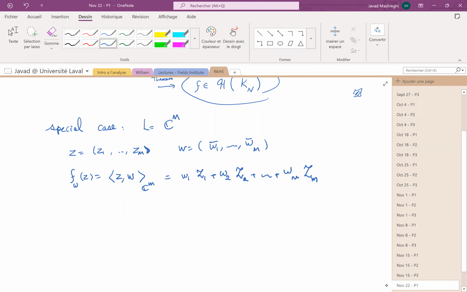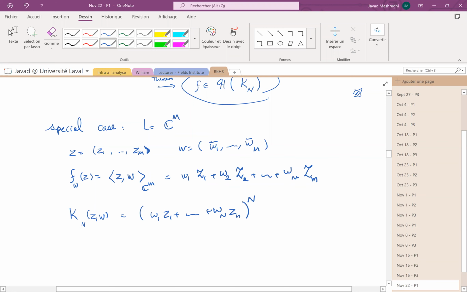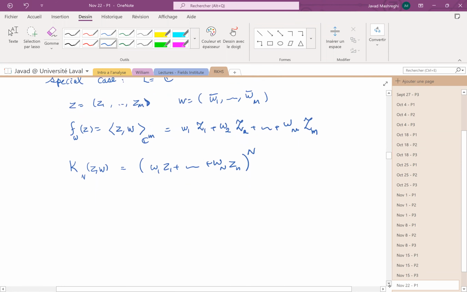True. And therefore Kn of z and w, when you form the multiple of this, would be (w1 z1 up to wm zm) to the power n. And now what does the proposition tell us? What are some of the elements of H(Kn)?